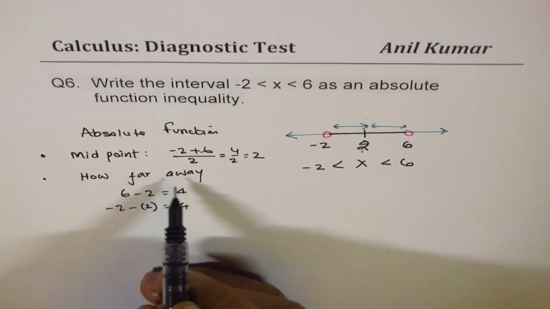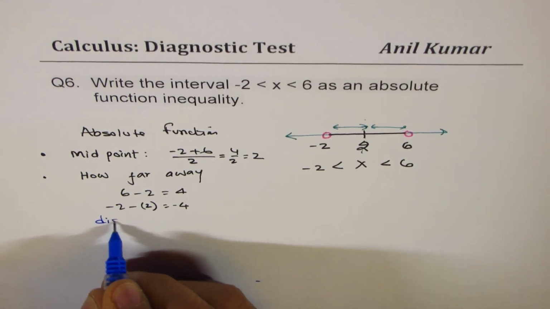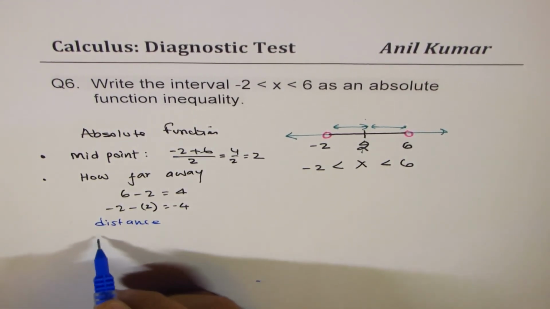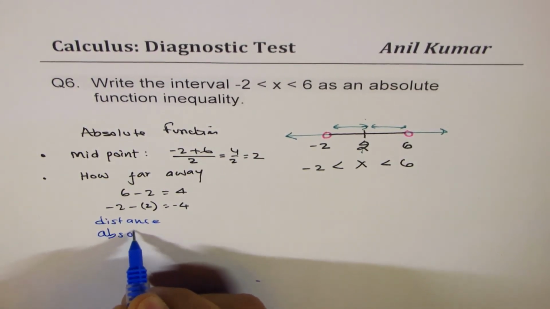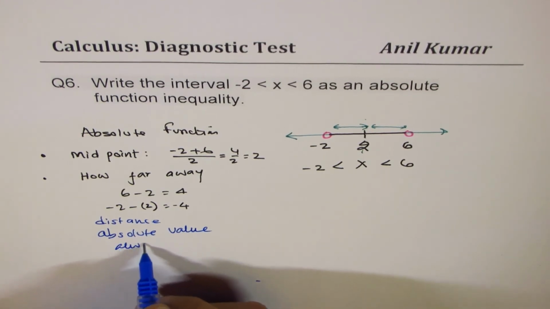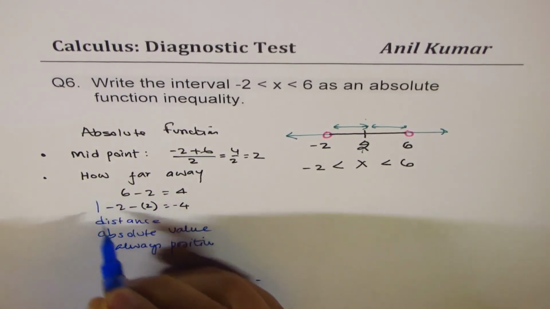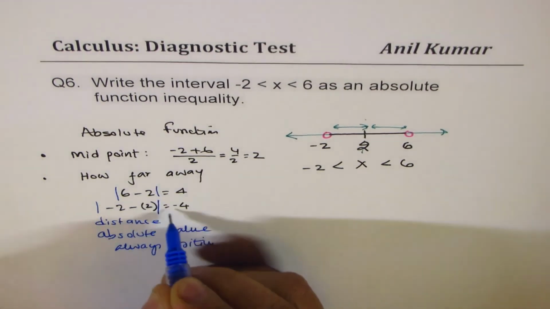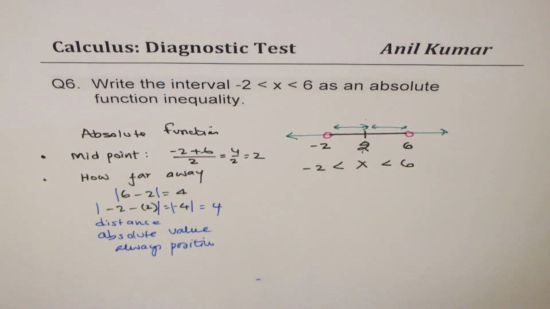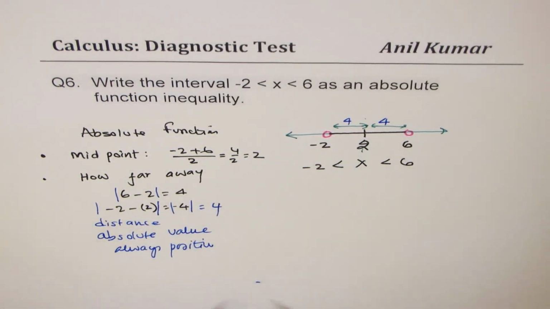However, when we say how far away, we are talking about distance, right? We're talking about distance, which means absolute value, which is always positive. So we normally write this in these terms, absolute value, and the absolute value of minus 4 is 4. You get an idea, right? So we are 4 units away from the center 2.